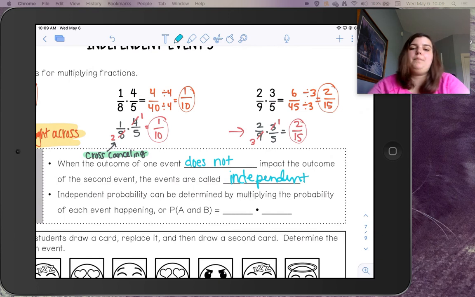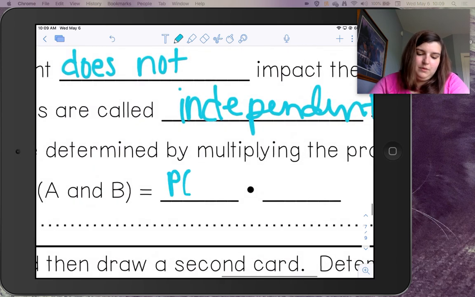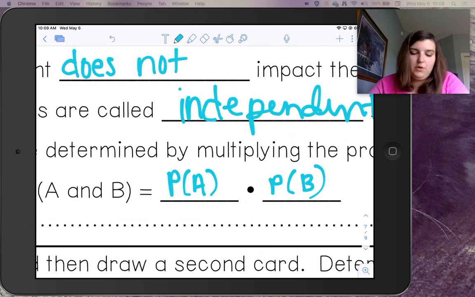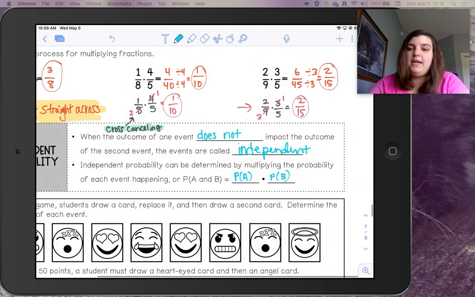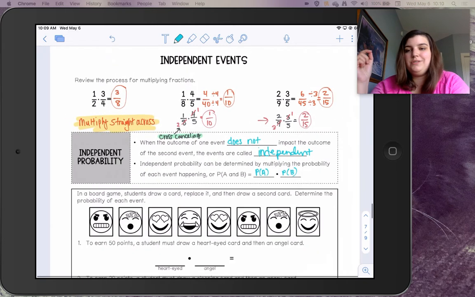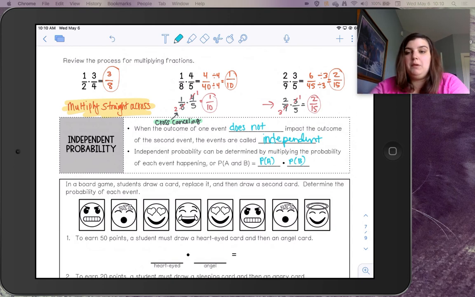Independent probability can be determined by multiplying the probability of each event happening. So the probability of A and B is equal to the probability of A happening times the probability of B happening. The way to fix that dependent situation is to just put things back. Like if I just put that brown M&M back, now I can choose it again. So we're going to see that happen below.